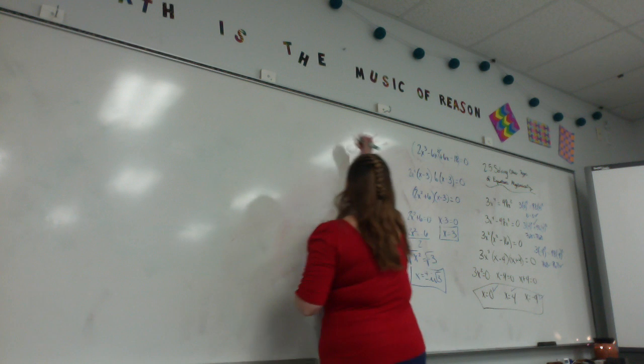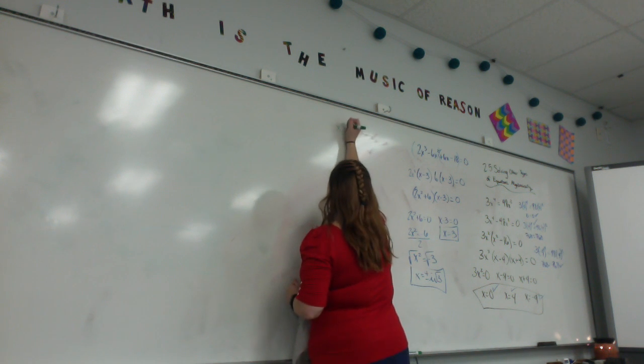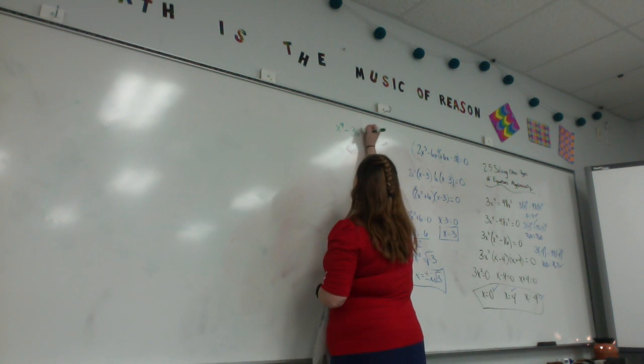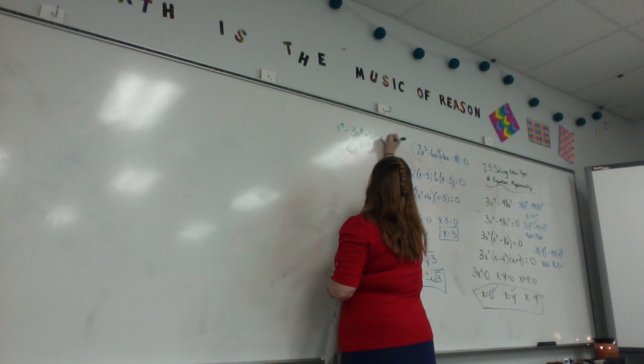Let's try this. How do you solve x to the 4th minus 3x squared plus 2 equals 0?